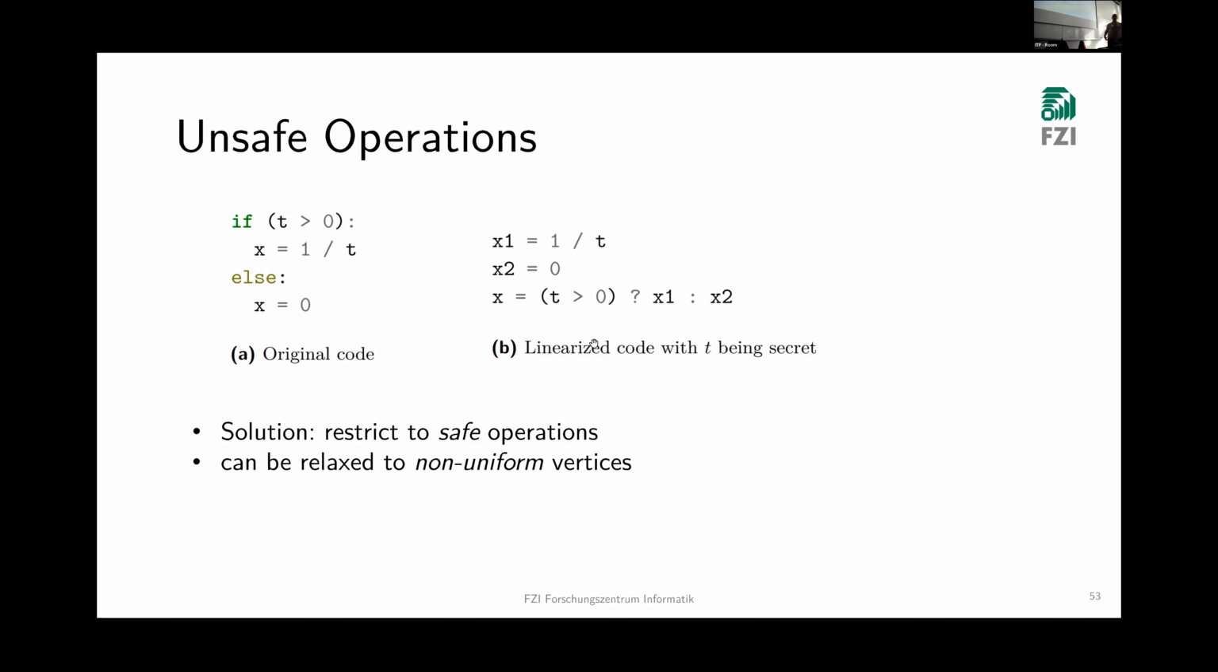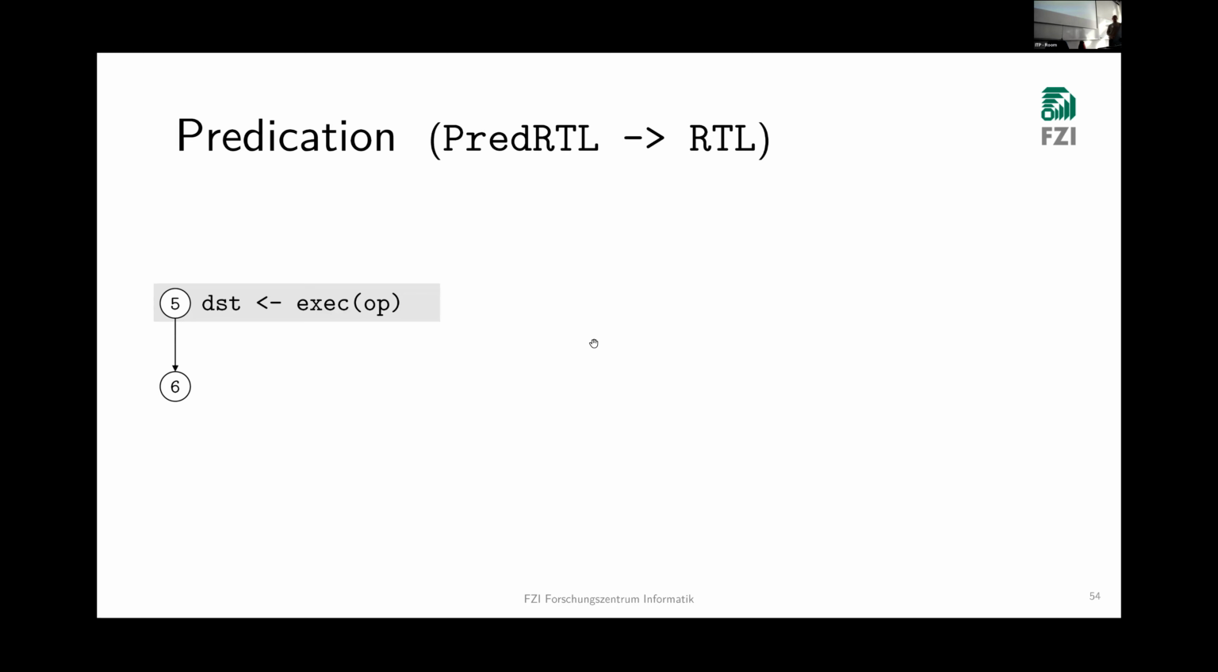Yeah, if we do this, then we can show that our transformation is correct. It doesn't introduce any bugs, and the behavior is the same as before. And now let's look at the second transformation, the second part, from pred RTL back to RTL.